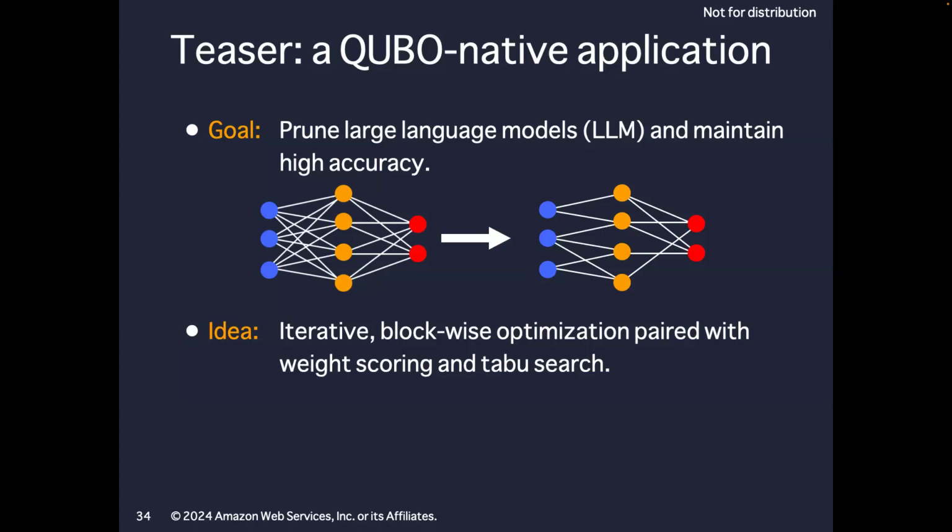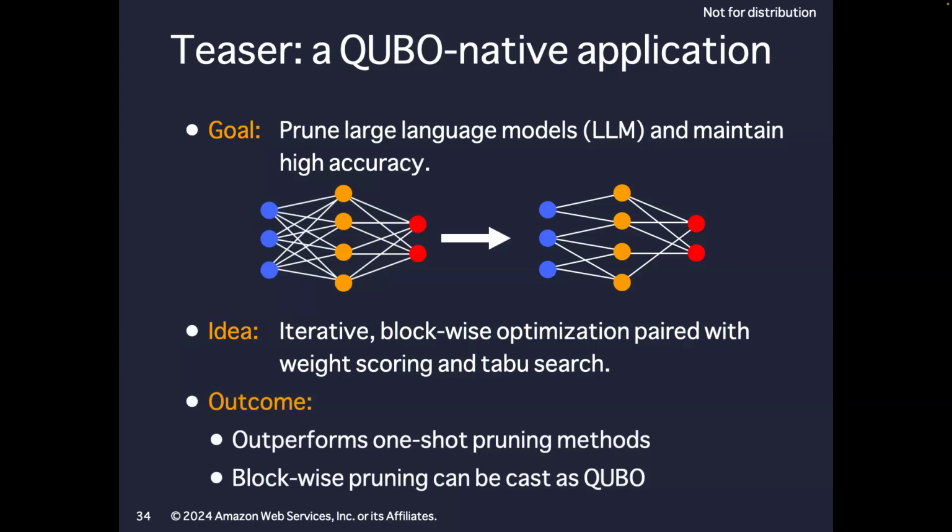And the neat thing about this, we use tabu search, okay? The neat thing is that to be able to decide which edges you're going to cut, you basically have to diagonalize a Hessian. And that turns out to be a direct QUBO. Okay? So you could, in principle, take a quantum annealer and use it to optimize chunks of large language models such that you can then reduce the memory footprint. The outcome: this method that we developed outperforms currently known one-shot pruning methods like Wanda. And as I said, this block pruning can be cast as a QUBO.